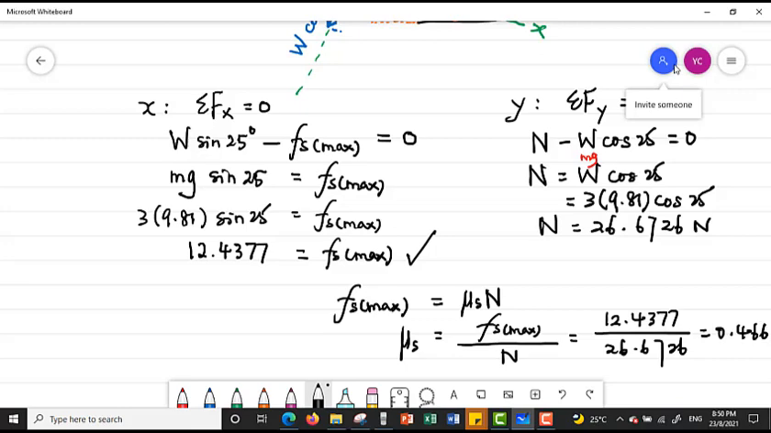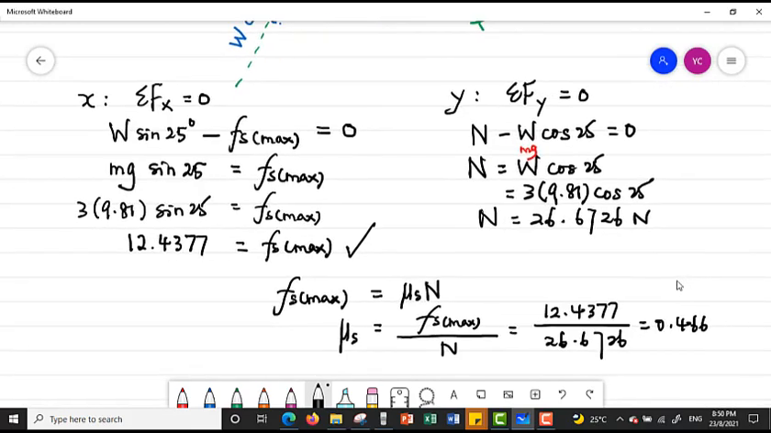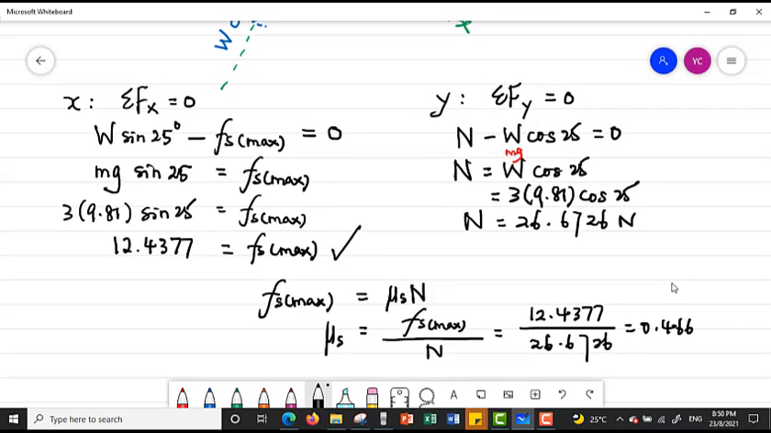Okay, so maybe you ask, teacher, any unit for coefficient of friction? So you perhatikan, static friction force is Newton. Normal reaction force is a force. The unit is Newton. So Newton and Newton cancel. So there will be no unit for coefficient of friction. So for coefficient of friction, tak ada unit, so the value is 0.466. Then we have solved our question.